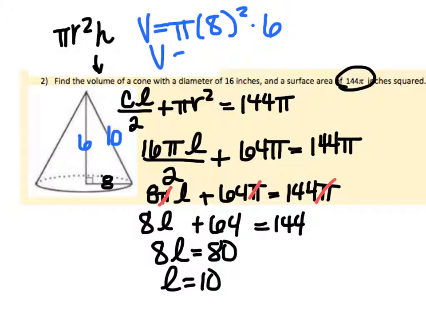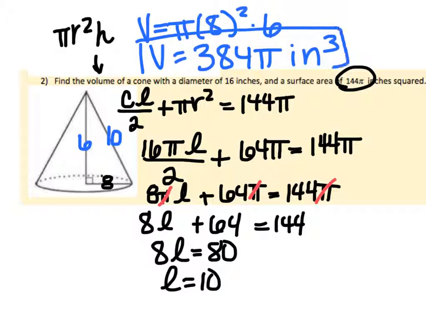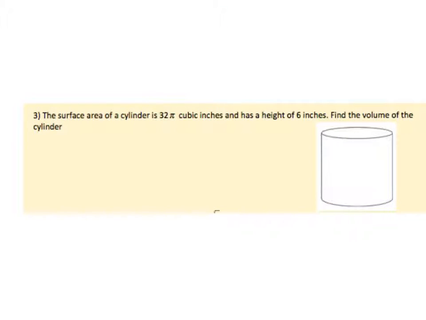Is going to be 384 pi inches cubed. Alright, so this one is a little bit different here. We've got the surface area of a cylinder is 32 pi, and then the height is going to be 6. We want to find the volume. So we're missing a very key part of this, which is the radius.